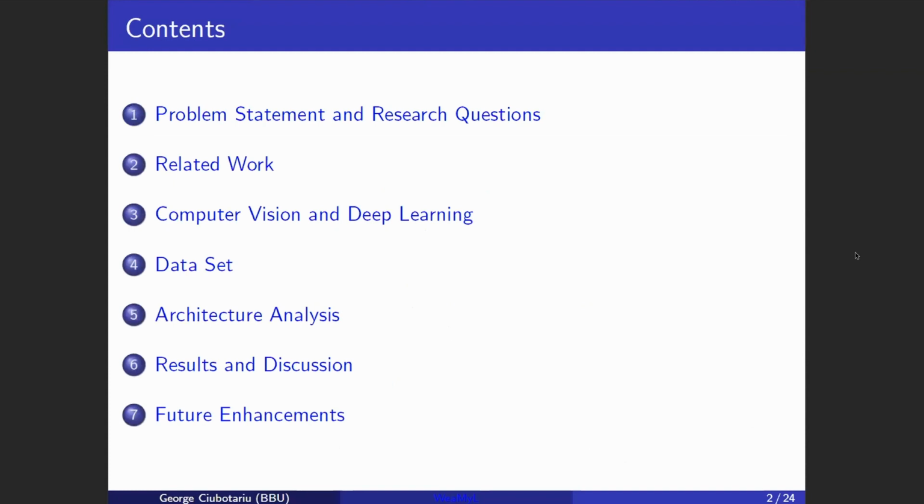This presentation contains a few aspects about the introduction to the convolutional networks, then some background in computer vision and deep learning. We're going to present the data set and show the results of the analysis and eventually the feature enhancements.